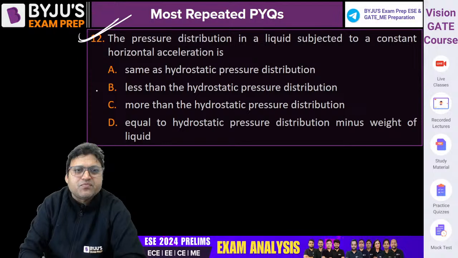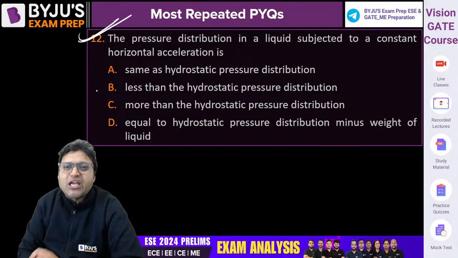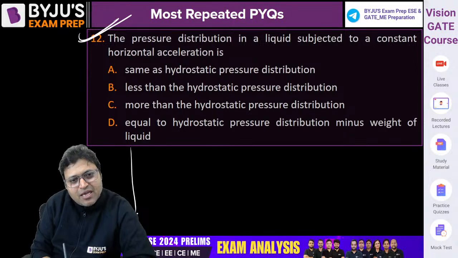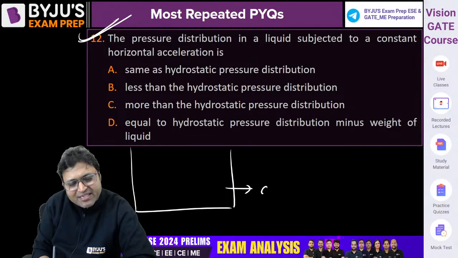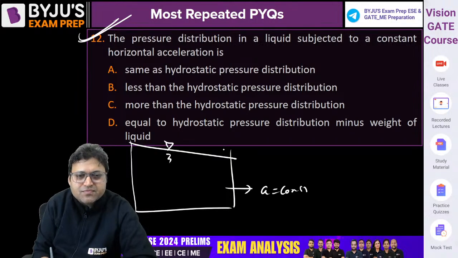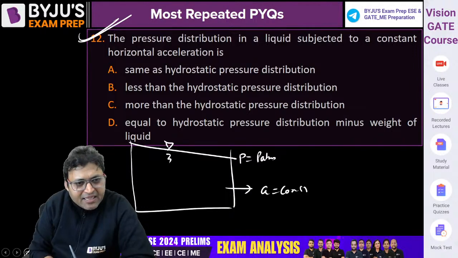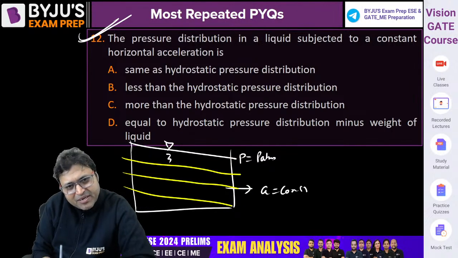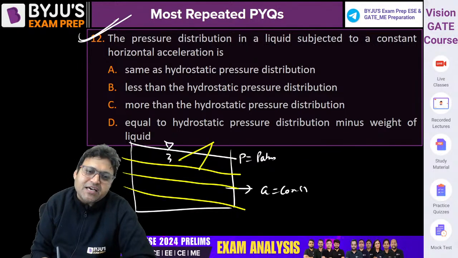Theoretical question. The pressure distribution in a liquid which is subjected to a constant horizontal acceleration. If the horizontal acceleration is constant, then the free surface will be inclined like this. So the pressure is P atm. And the constant pressure lines will be parallel to this. These are constant pressure lines like this.